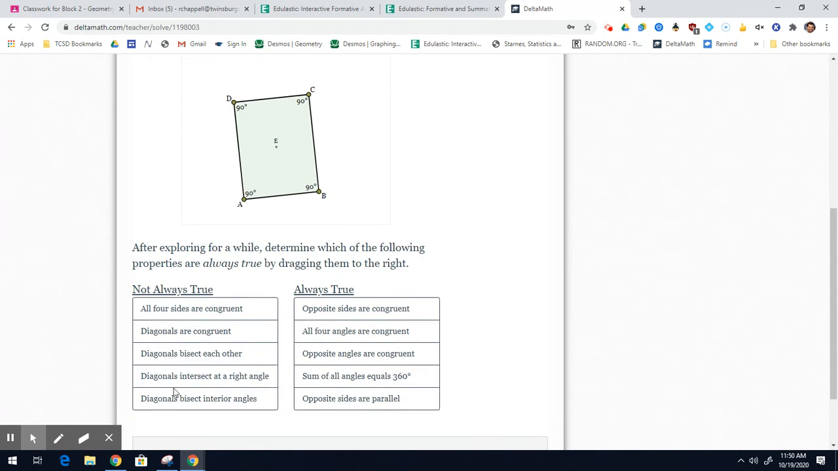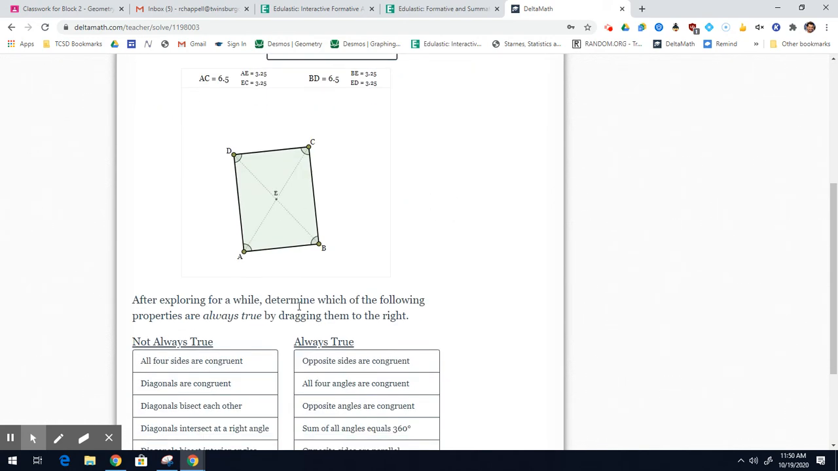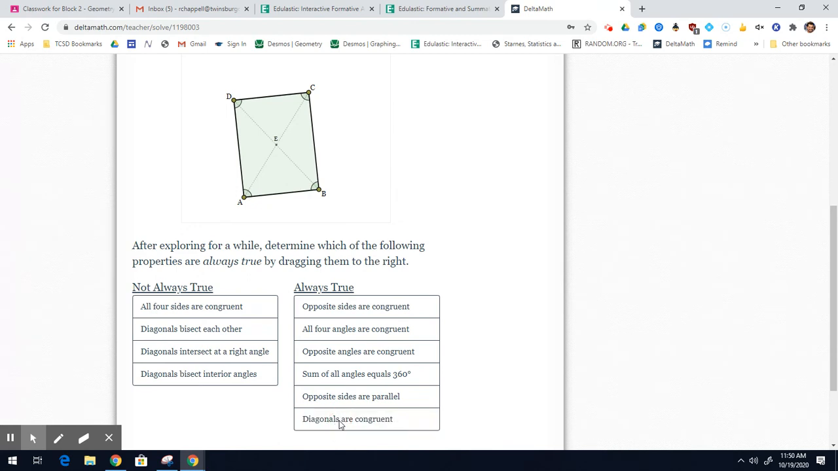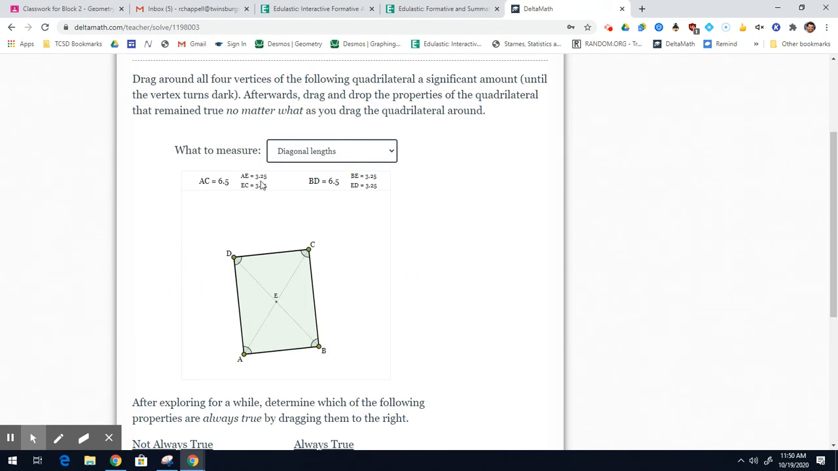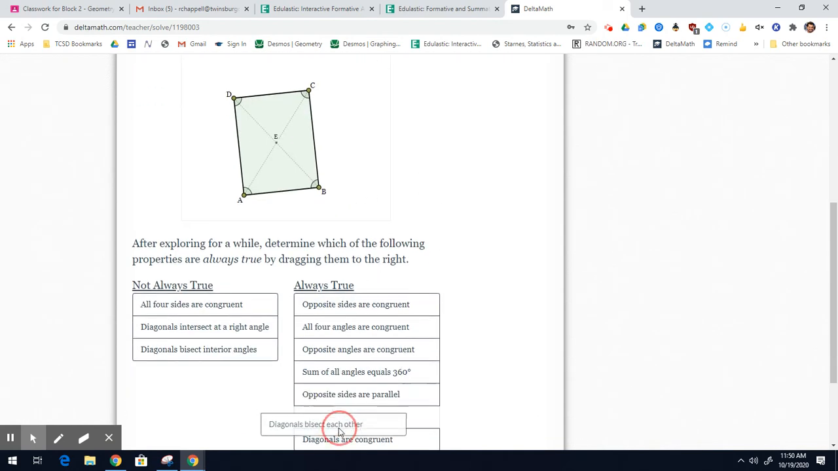And now notice the rest of them involve diagonals. So let's take a look at the diagonal lengths. Okay, so AC and BD, which are the diagonals, are both 6.5. So they are congruent. So the diagonals are congruent. That's a rectangle property. The diagonals also do bisect each other because AE and EC, the 2 parts of AC, are 3.25. So the diagonals bisect each other.